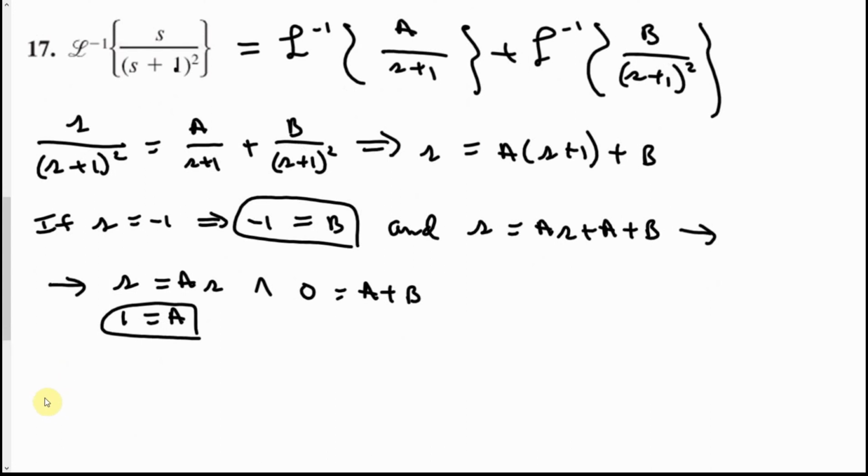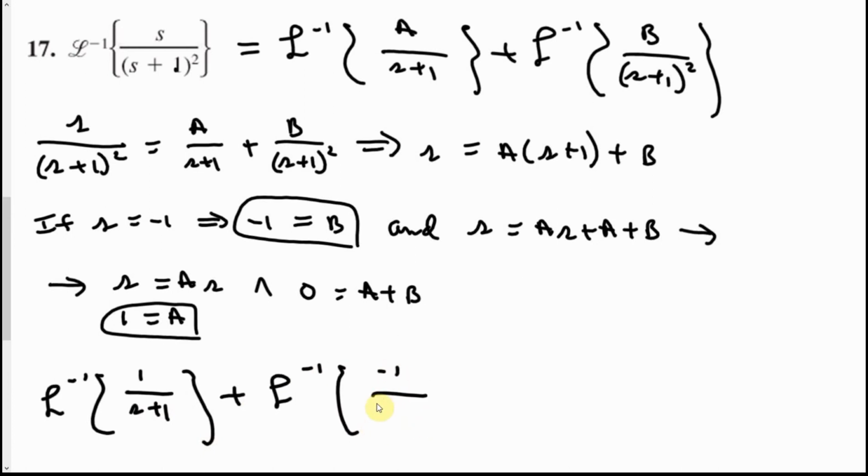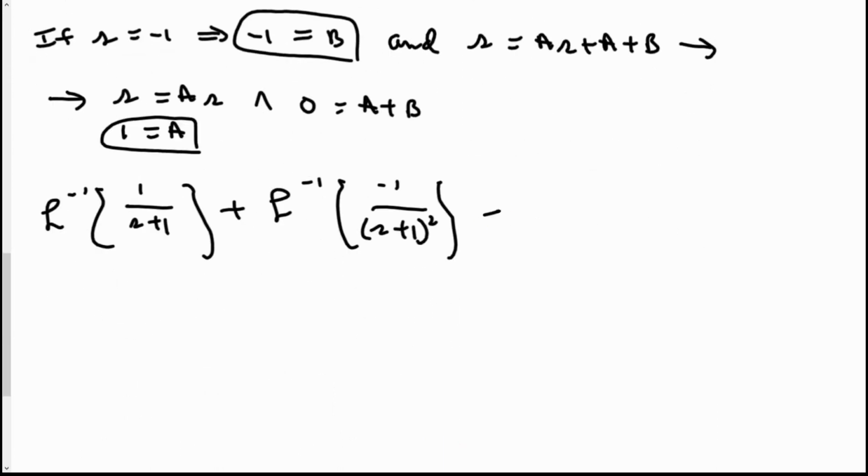So we have the inverse transform of A, which is 1 over (s plus 1), plus the inverse transform of B, which is -1 over (s plus 1) squared. Well, let's see. This first part, there's nothing special about that. There's no first translation theorem. It's just the inverse transform. So this is just e to the -t. And then minus that there.